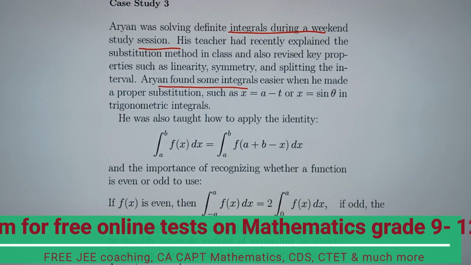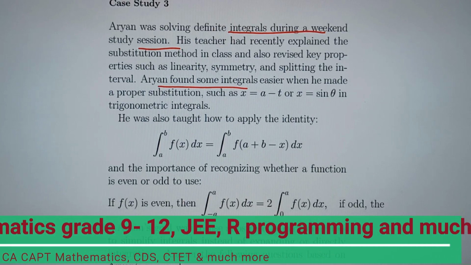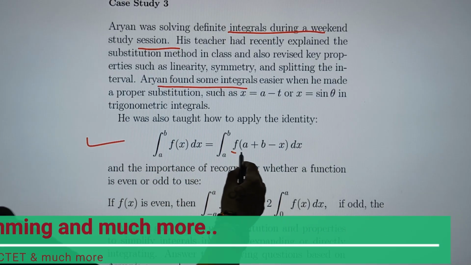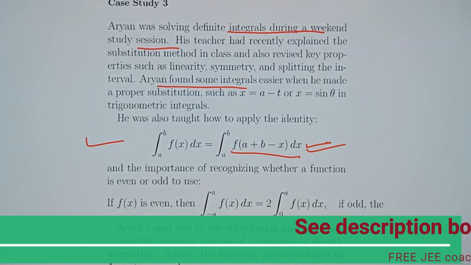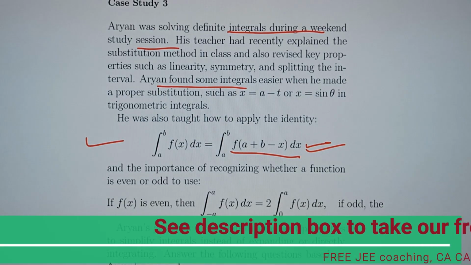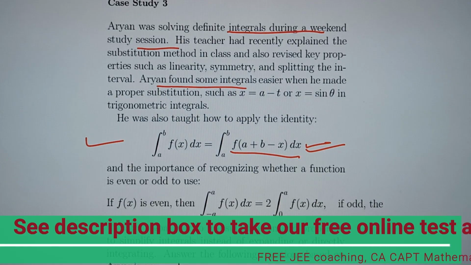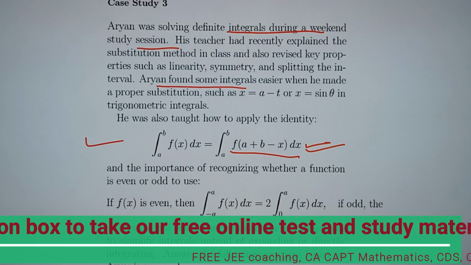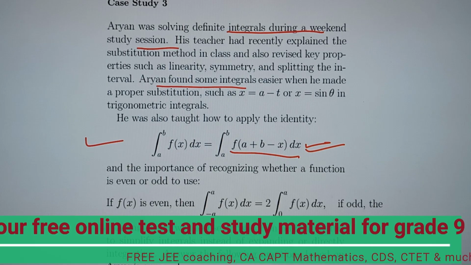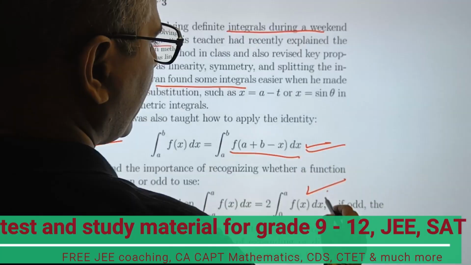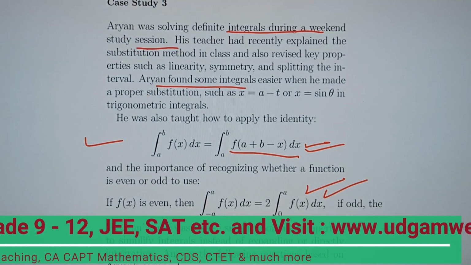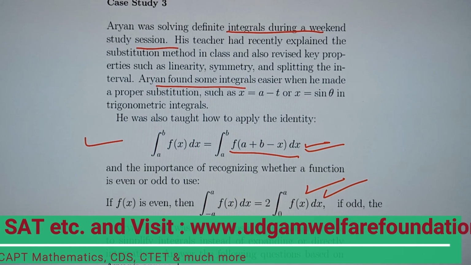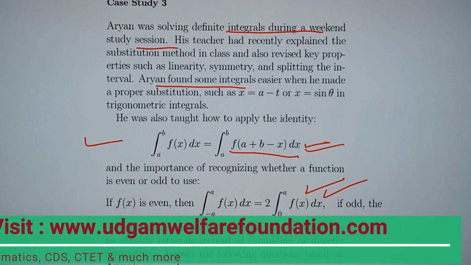He was also taught how to apply the identity like integral a to b f(x) dx is equal to integral a to b f(a plus b minus x) dx, which is a definite integral property, and the importance of recognizing whether a function is even or odd: if f(x) is even, then integral from minus a to a f(x) dx equals twice integral 0 to a f(x) dx. As these are the properties of definite integrals, these case studies are going to help you out in revision of your concepts related to this particular chapter.